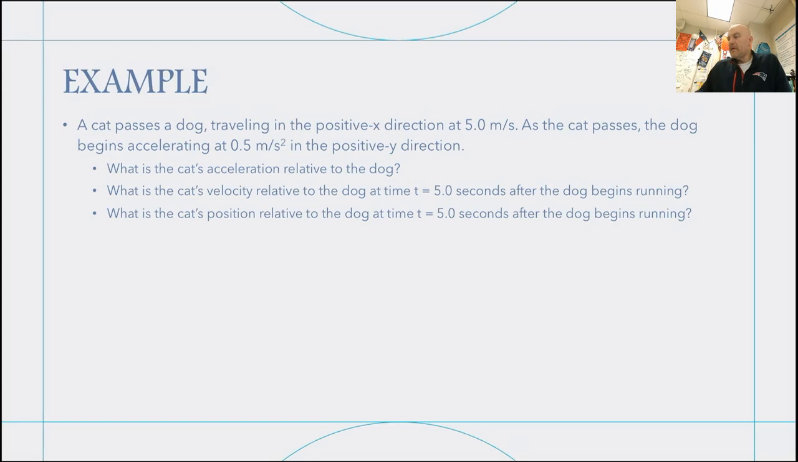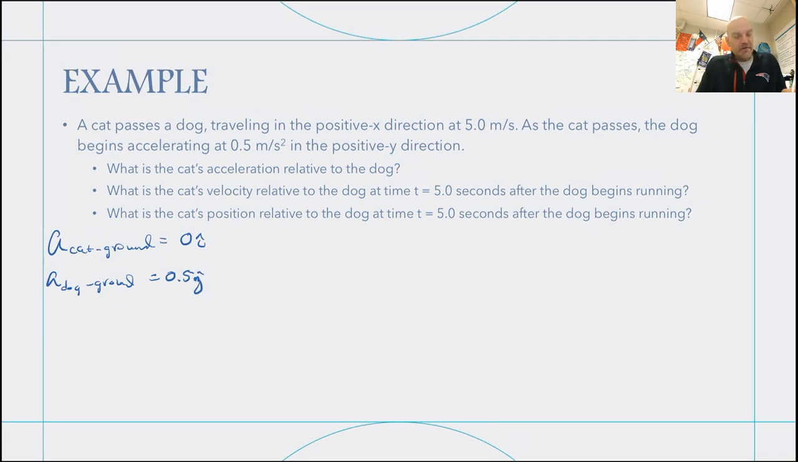All right, so the way you think about it, the acceleration of the cat to the ground is 0 i hat, because they're traveling in the X direction. The dog to the ground is 0.5 meters per second squared j hat, because they're traveling in the positive Y direction.